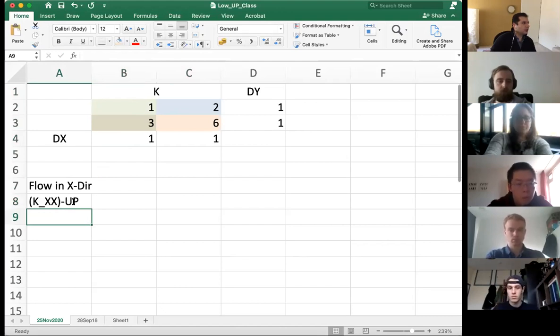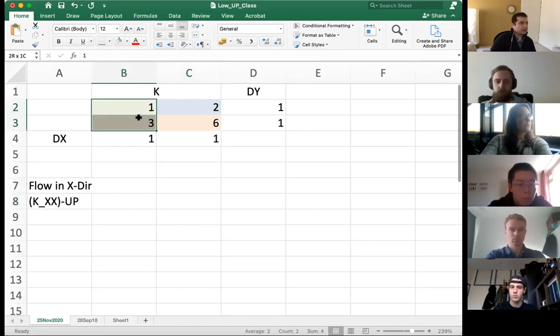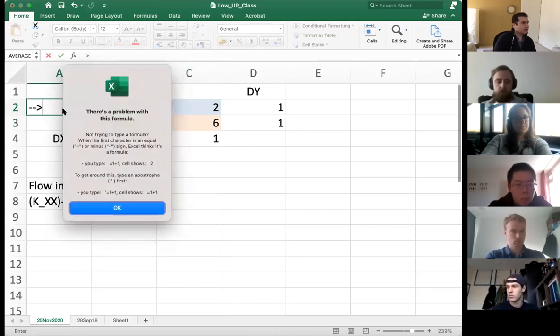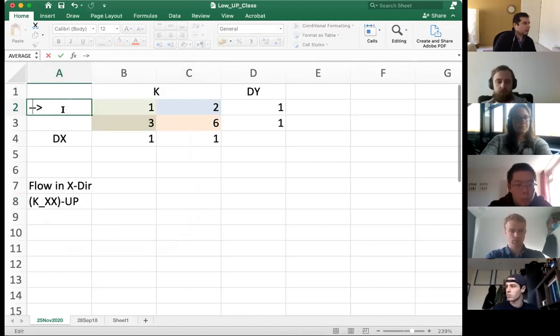So how do I do the upper bound? The upper bound is first the arithmetic average between these columns, because flow is in the X direction. It doesn't let me draw it here, but I hope you understand. The flow is in the X direction, so it's like these arrows, okay? So that's the flow in the X direction.